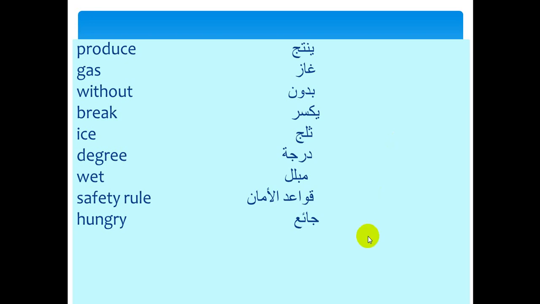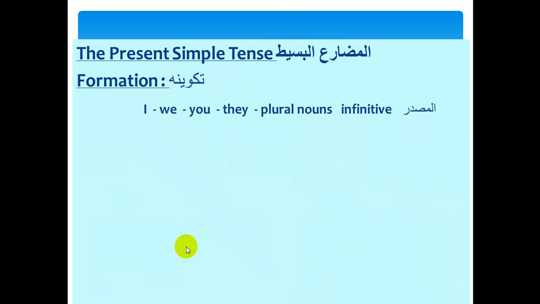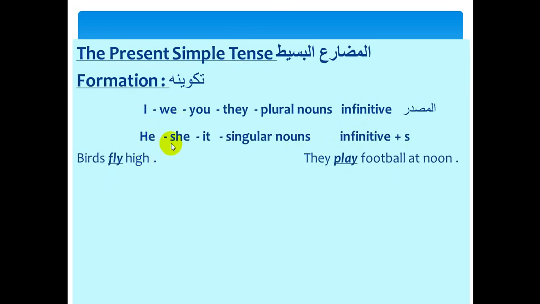Moving to grammar, a very important piece of information: the present simple tense, starting with its formation. Be with me, my dear students. When the subject is I, we, you, they, or plural nouns, we use the infinitive, verb 1. But when the subject is he, she, it, or singular nouns, we use the infinitive plus s. Sometimes we add es or ies.